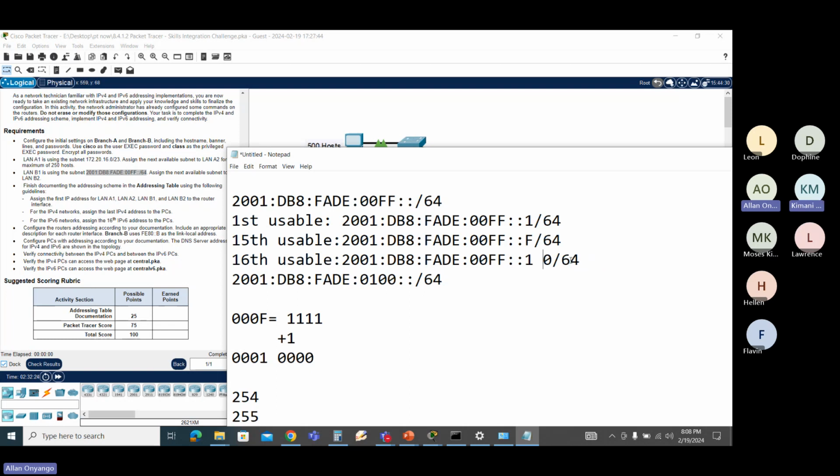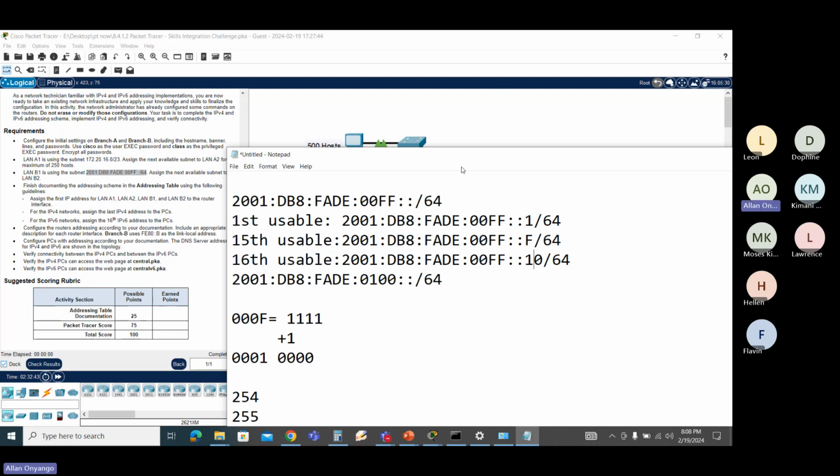It is not 10. If it was the 10th one, you would have put A, isn't it? But it is 1, 0/64. That is the 16th usable address. And it's going to be asked. Assignment I'm going to give you, it's going to have that question. You're going to be told to configure the 16th.